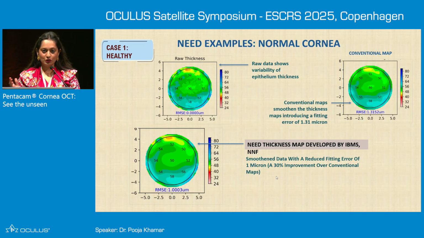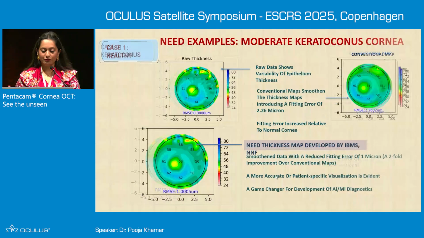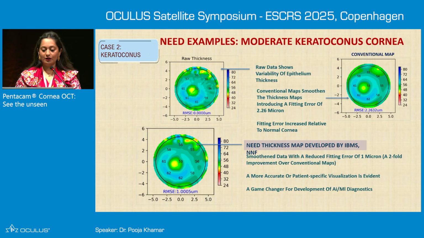In normal corneas, you don't need too much improvement, it doesn't need so much compensation. But if you see a moderate keratoconus or an advanced keratoconus, this is what the raw image is. When it created a conventional map, it has a fitting error of almost 2.26 microns, which is increased relative to the normal cornea.